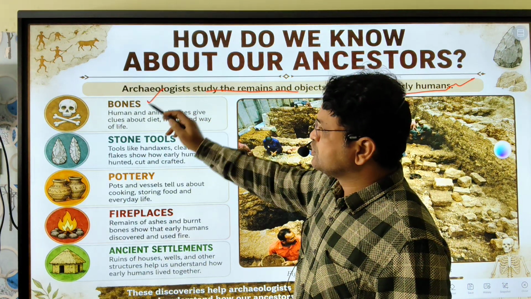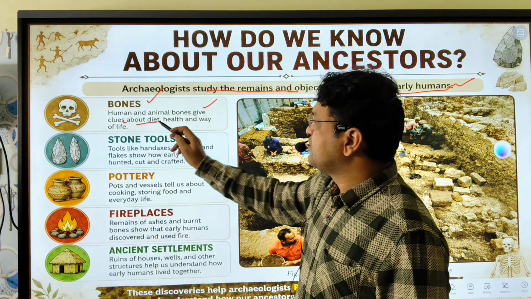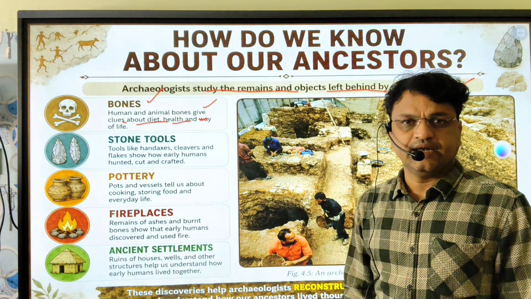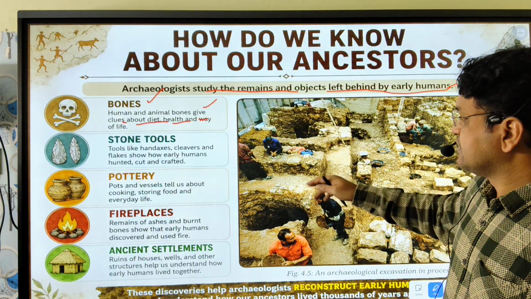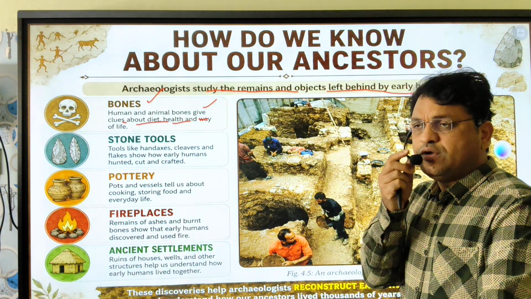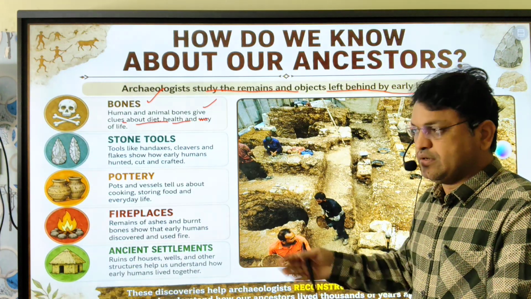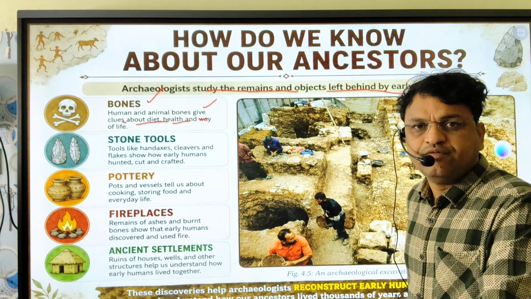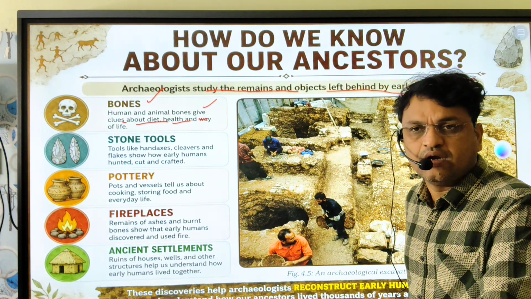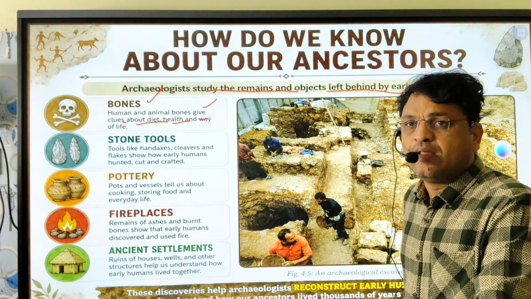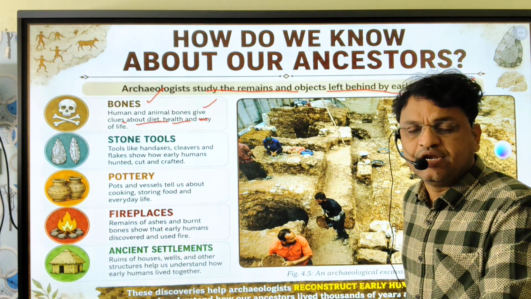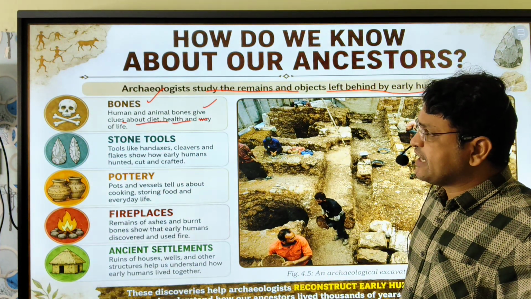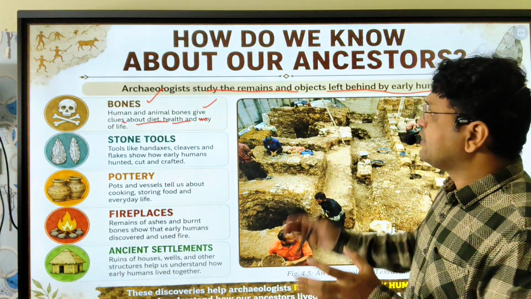By studying their bones, human and animal bones give clues about their diet, health and way of life. This is mostly done by our archaeologists and anthropologists. They are the masters of excavation activities. I told you in our coming videos about the Indus Valley civilization, the earliest great civilization in India. Then we have the Mesopotamian civilization, also called the Sumerian civilization. Then we have the Egyptian civilization in Egypt, and the Chinese civilization in China near the banks of the Huanghe or Yellow River. All this excavation is done by archaeologists.